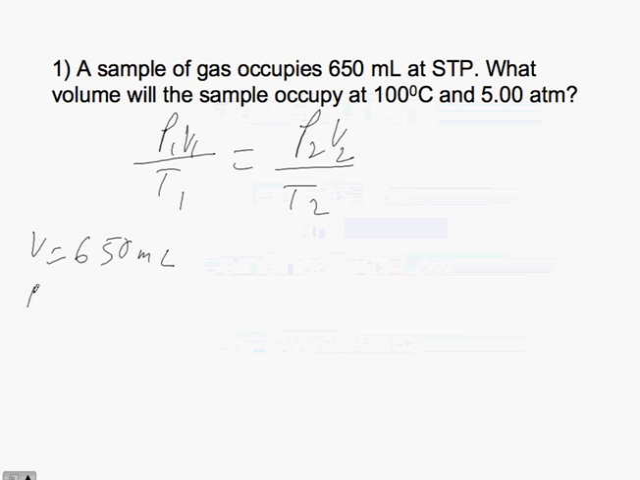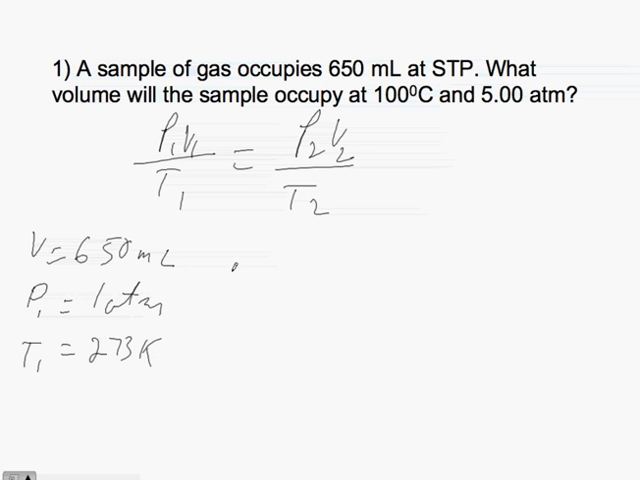Our P1 is equal to 1 atmosphere, and our T1 is equal to 273 Kelvin. STP stands for standard temperature and pressure. Standard temperature is 273 Kelvin and standard pressure is 1 atmosphere.